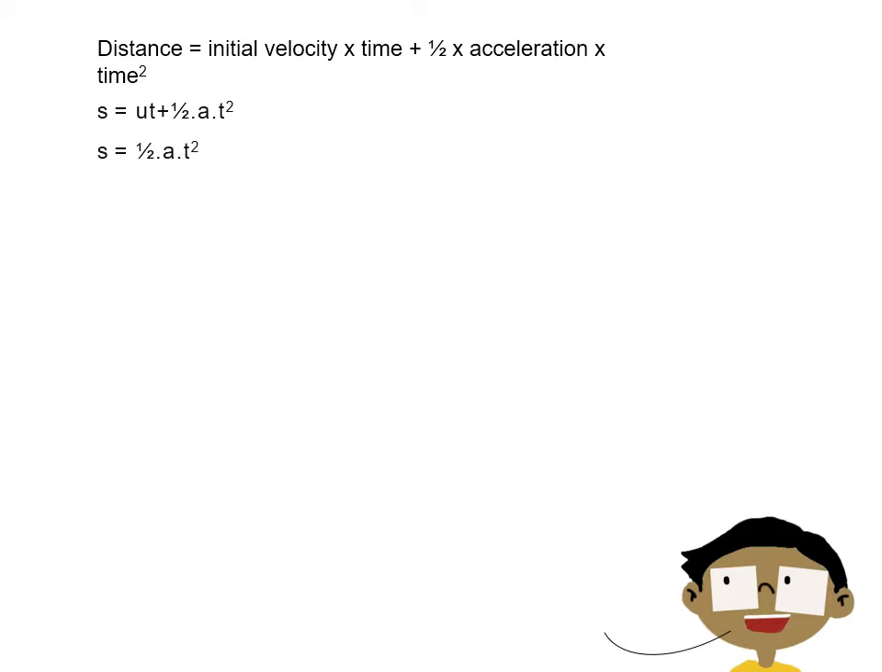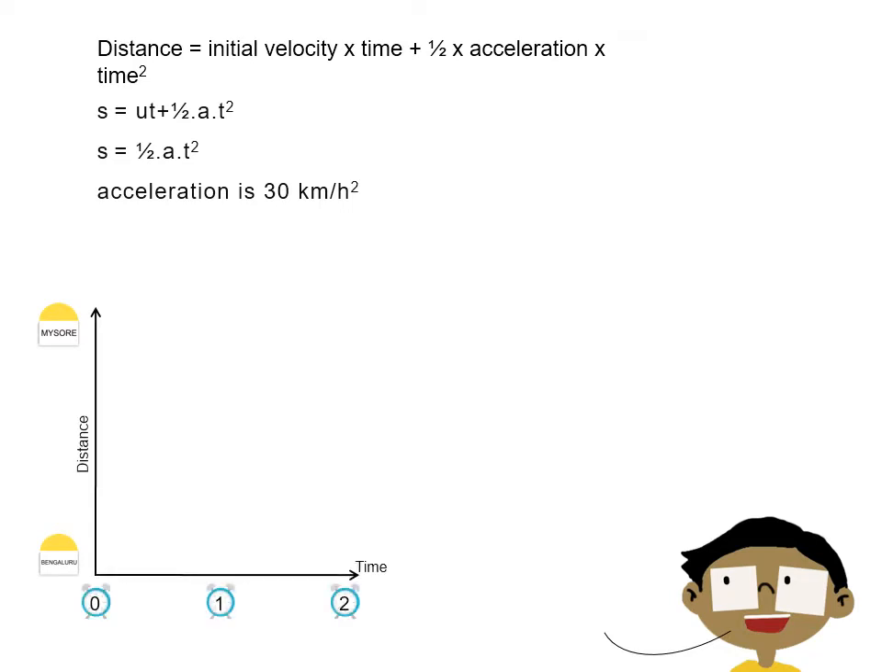Since initial velocity is 0, we can simplify the equation to s is equal to half at square. And sir, you probably already know that. You must have learned that in 6th grade physics. Anyway, say we draw, since our acceleration was 30 kilometers per hour square, a graph of the distance traveled being the y-axis, time being the x-axis. We use the equation y is equal to half ax square, a being 30 kilometers per hour square. This is what our graph will look like.